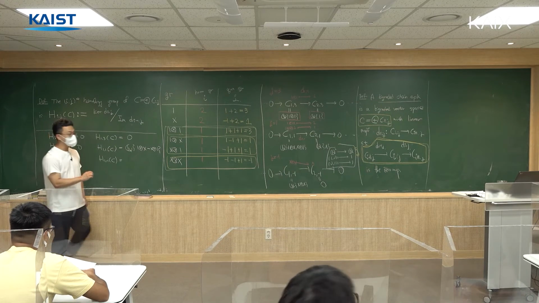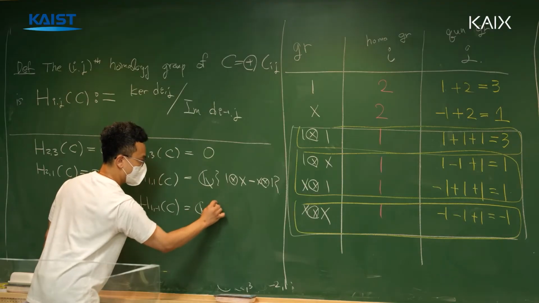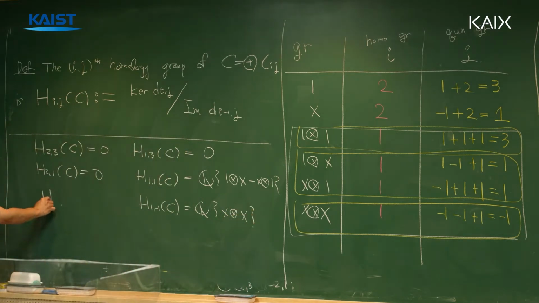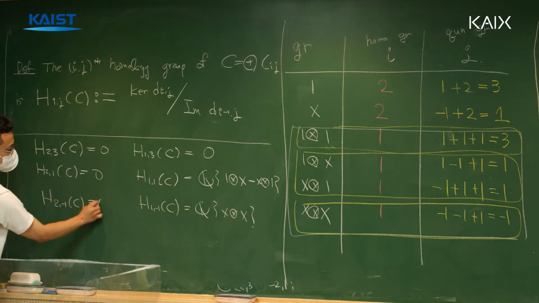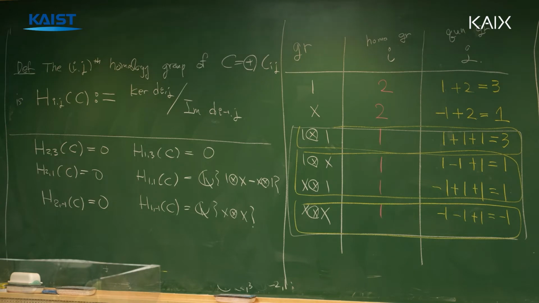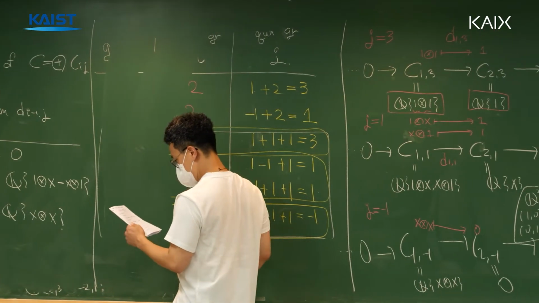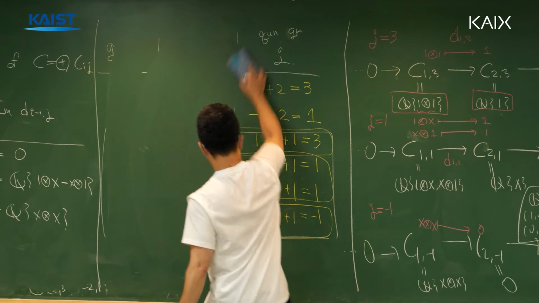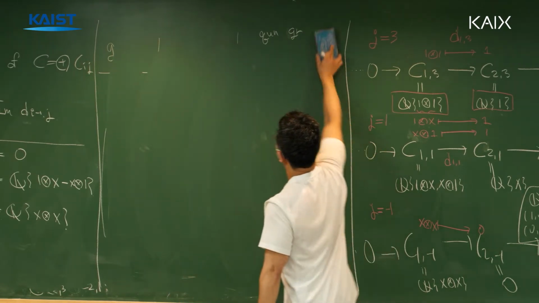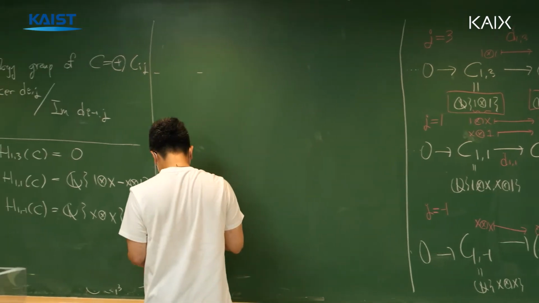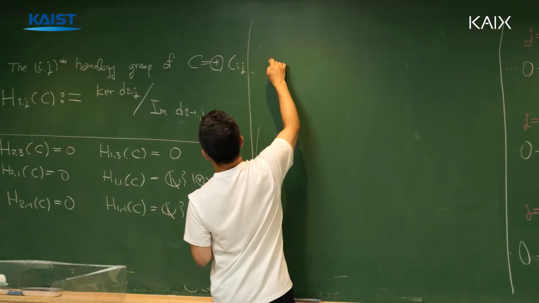X tensor x, right? Because everything goes to 0, so this would be q of x tensor x. On the other hand, h of 2 minus 1 of c, this is 0 because the complex itself is equal to 0. Right, so this is not needed anymore. So at this point, we can define a graded Euler characteristic.